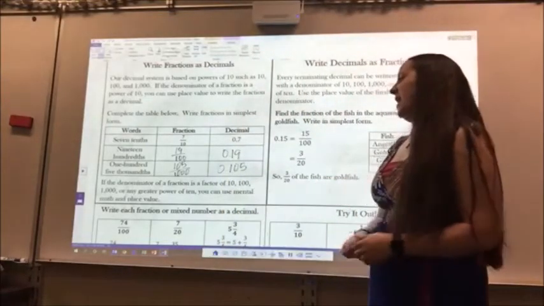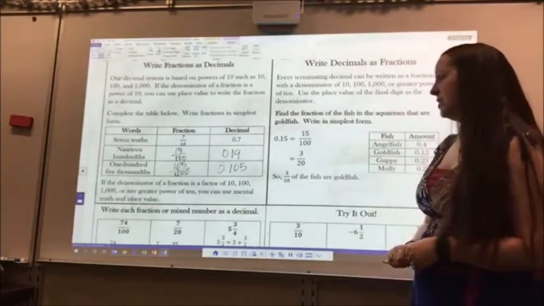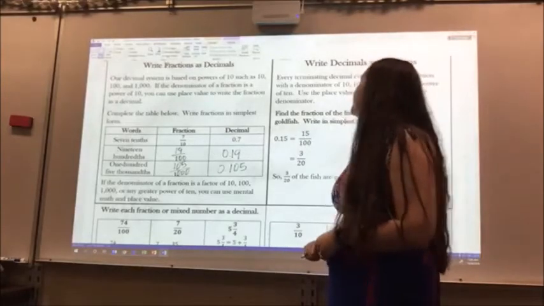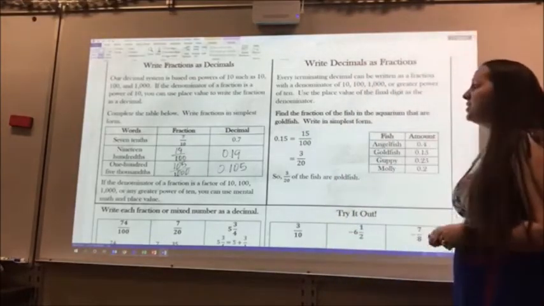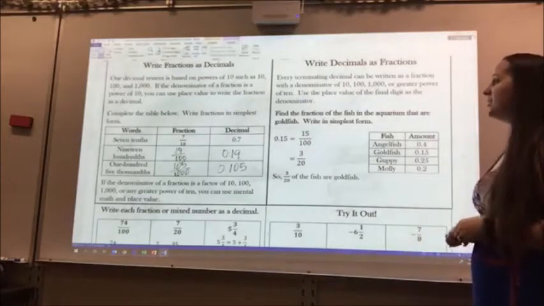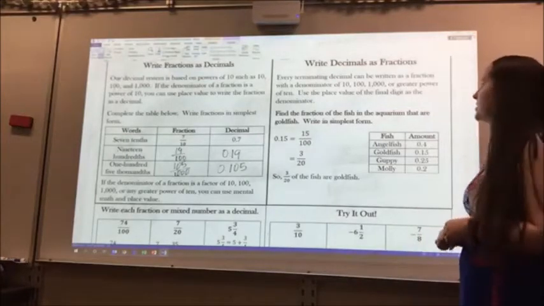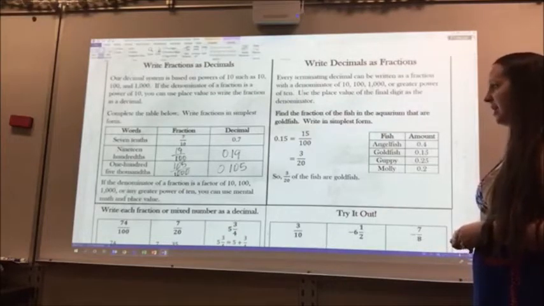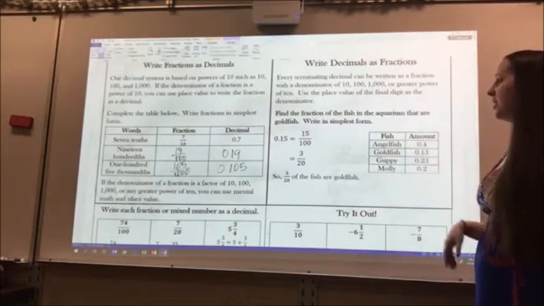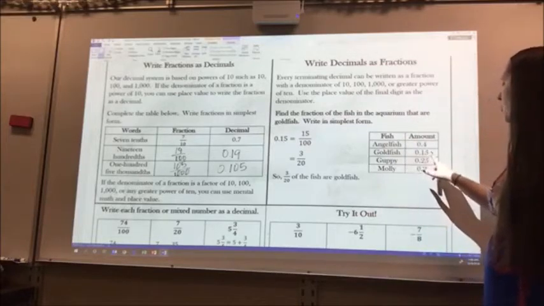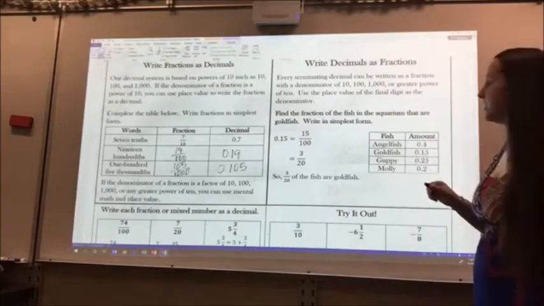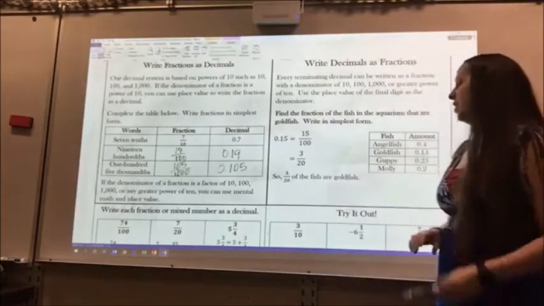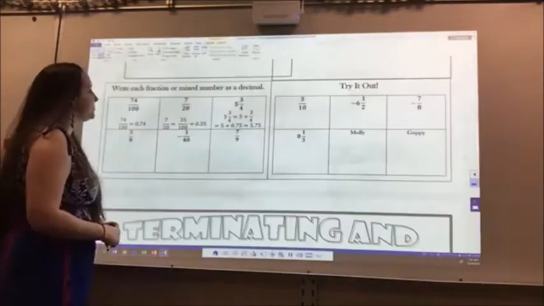If the denominator of a fraction is a factor of 10, 100, 1,000, or any greater power of 10, you can use mental math and place value. Okay. If we're writing decimals as fractions, every terminating decimal can be written as a fraction with a denominator of 10, 100, or 1,000, or a greater power of 10. Use place value of the final digit as the denominator. So find the fraction of the fish in the aquarium that are goldfish. So goldfish are 0.15, or 15 hundredths. So that's 15 over 100, which I can simplify to 3 over 20. So 3 over 20 of the fish are goldfish.